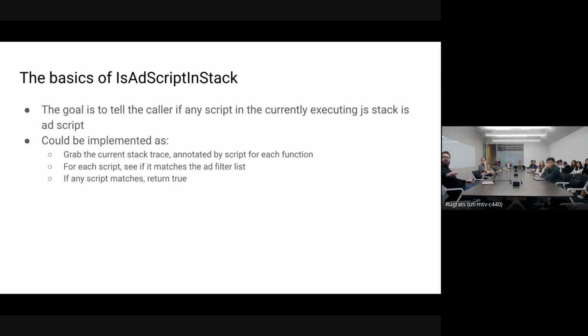And the basic idea is, you want to tell the caller, hey, ad script is currently running in the JavaScript stack. We're lucky that we have this JavaScript stack, and that V8 gives you this beautiful annotation. This is largely due to DevTools. Thank you very much, DevTools team, for showing you for each stack frame the script name that's running and the function name, etc. So you could implement this as simply as, hey, is ad script in stack? Well, let's get the stack, look through each script, match it against the filter list, and if anything matches, return true.